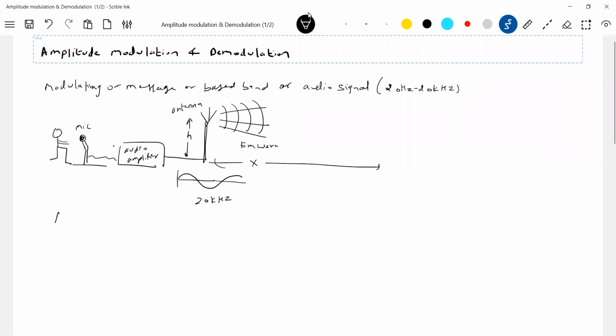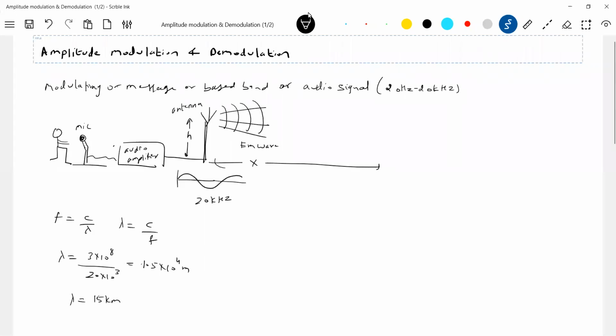So f equals c by lambda, so lambda equals c by f. Let me calculate the wavelength required. This will be 3 into 10 to the power 8, and the frequency is 20 into 10 to the power 3. So what lambda am I getting? 1.5 into 10 to the power 4 meter. Convert this into kilometer: 15 kilometer.